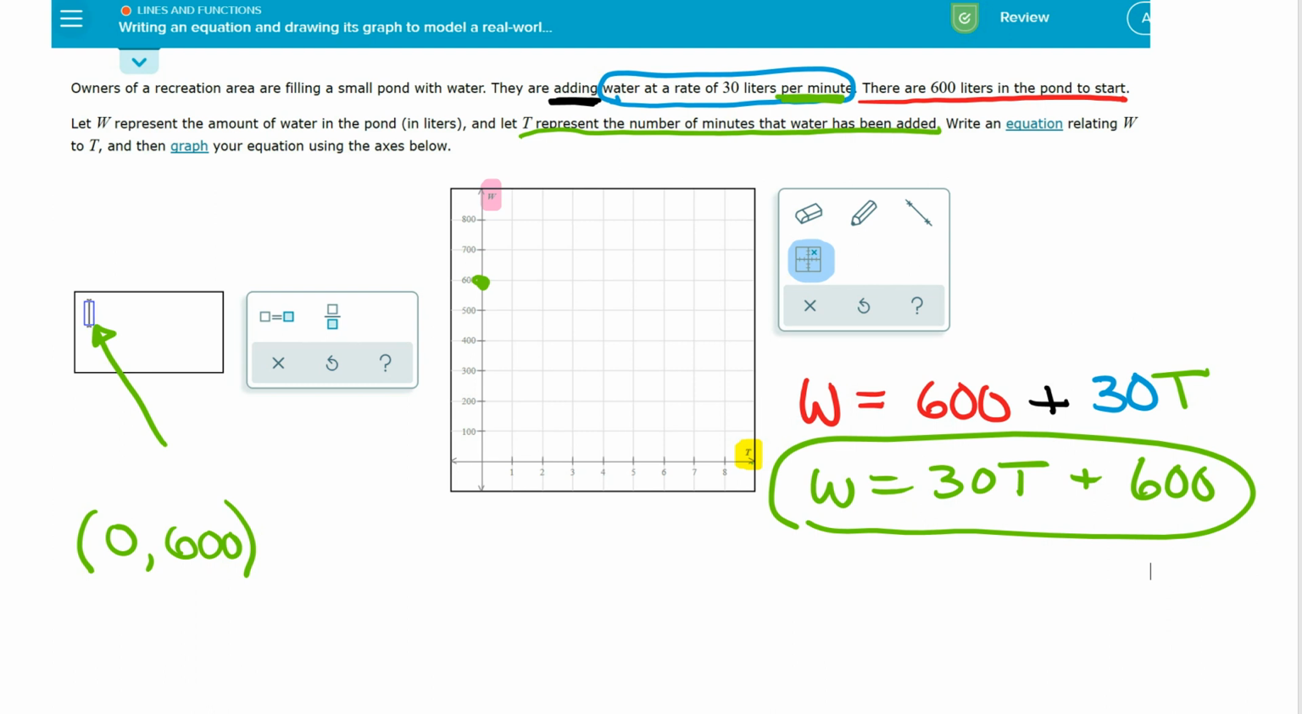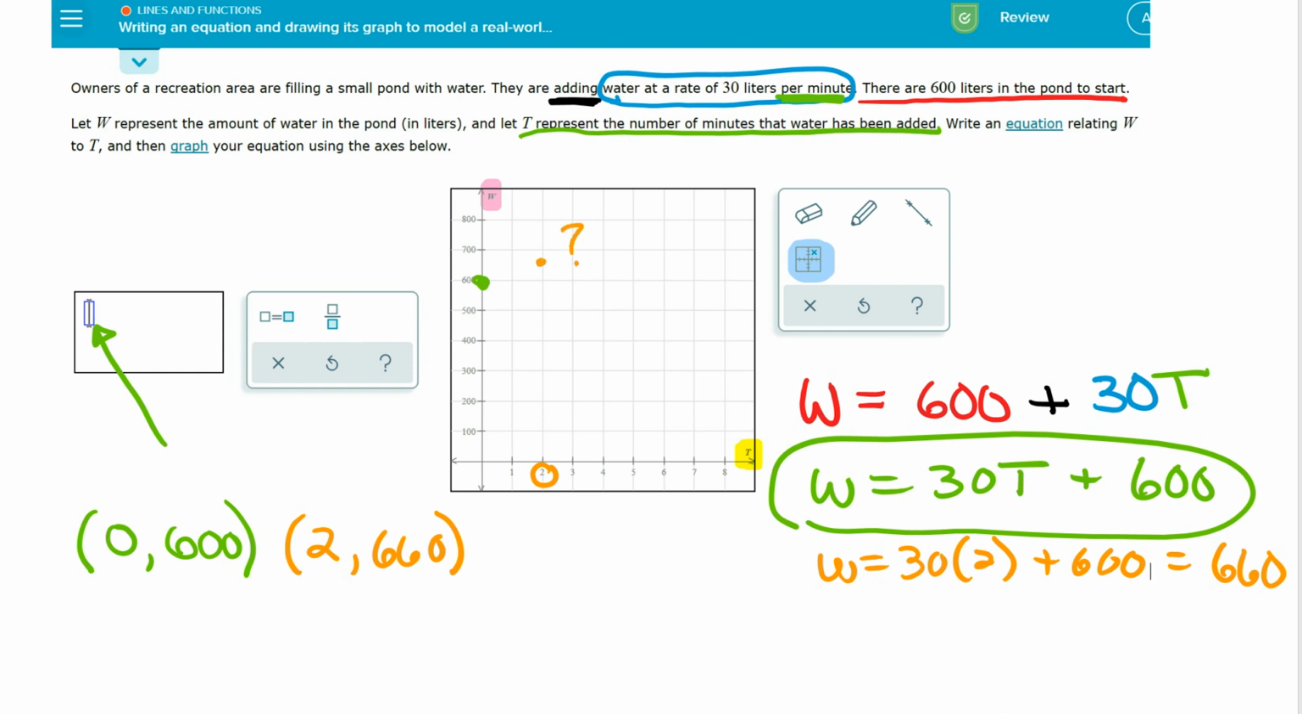Pick any number you want for T. How about we pick 2 this time. Let's say at the 2 minute mark. I'm going to stick 2 where this T is. So W is going to equal 30 times 2 plus 600. 30 times 2 is 60. 60 plus 600 is 660. But I can go over to 2, here's 2, but then where's 660? Is it there-ish? I can't tell. So that's where I'm going to have to come over and use this thing.